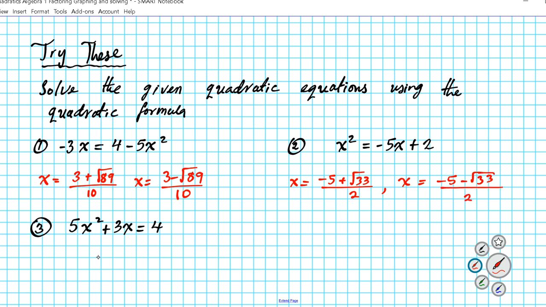Okay. All right, number 3, the first answer we have is x equals -3 plus root 89 over 10. And then the second one is x equals -3 minus root 89 over 10.